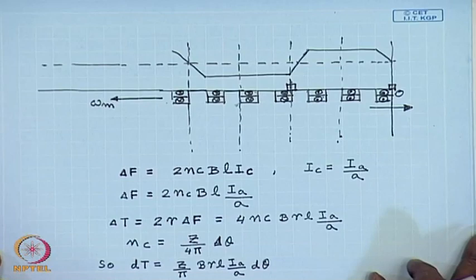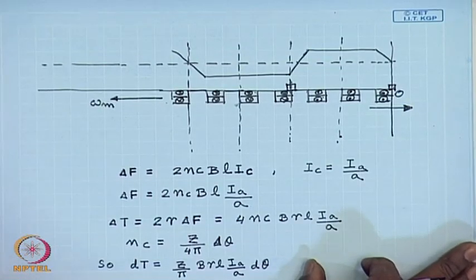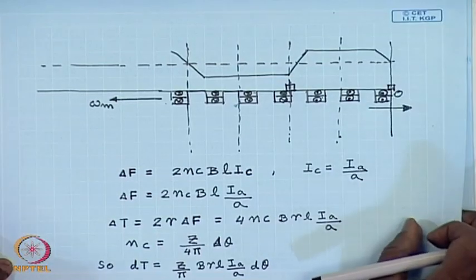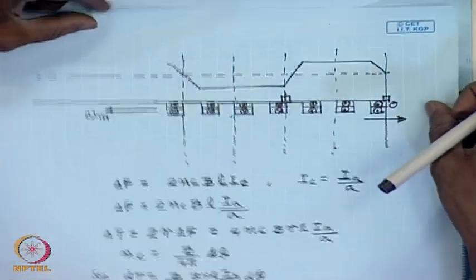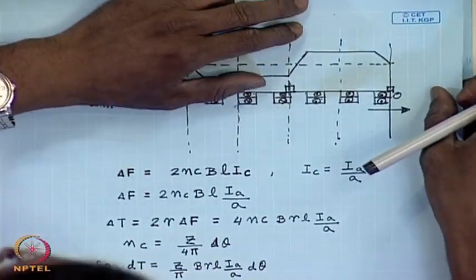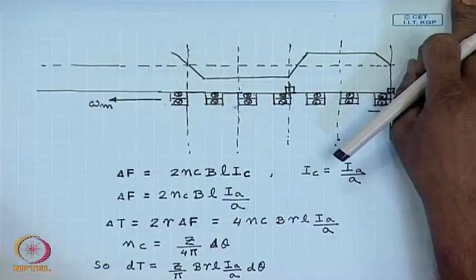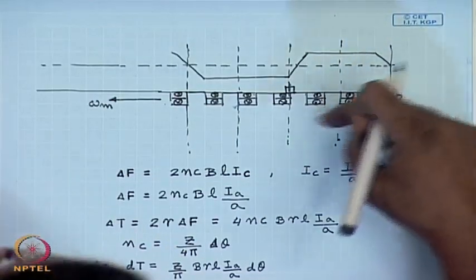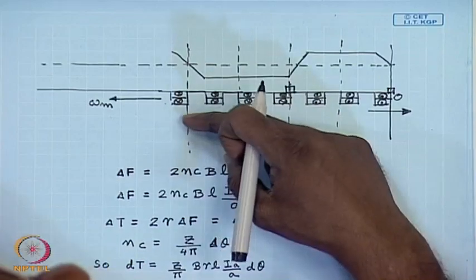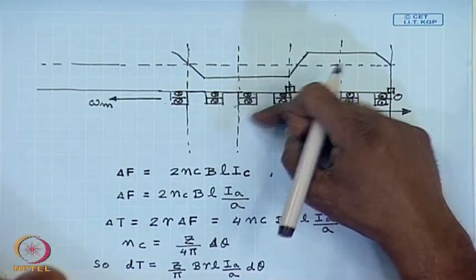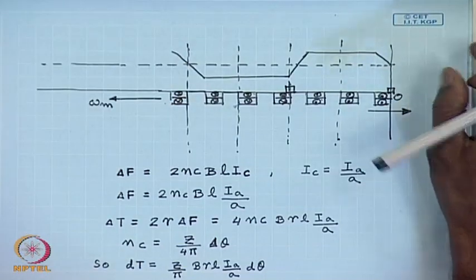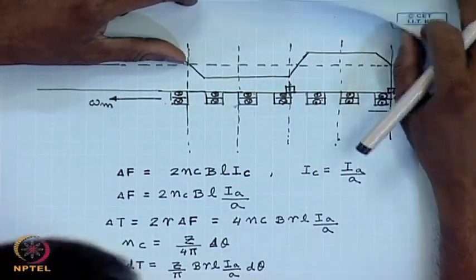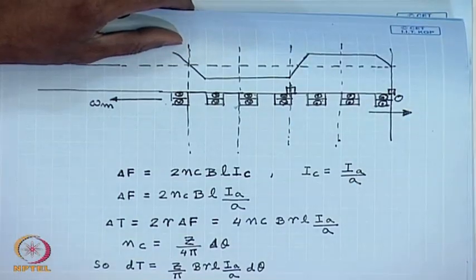Now, we know that in order to find the total torque, we will have to add the torque produced by individual coils between two brushes, because the rest of the coils will now be taken care of by other sets of coils. So, between two brushes, we will have to integrate them.